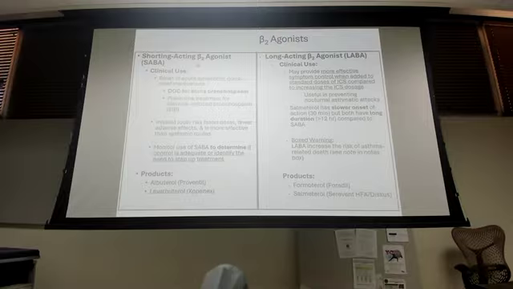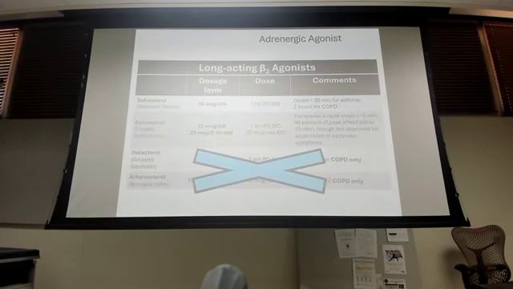Your LABA, again, we talked about these, slower onset, don't use them in an exacerbation. Make sure that you're remembering which products go into that. Now remember, your indacaterol and your olodaterol are not going to be on there. Those are for your COPD only. So you have your salmeterol and your formoterol here in your asthma patients. Again, don't worry about this. You see that they have rapid onsets, but that's irrelevant to the fact of us using it in an exacerbation.